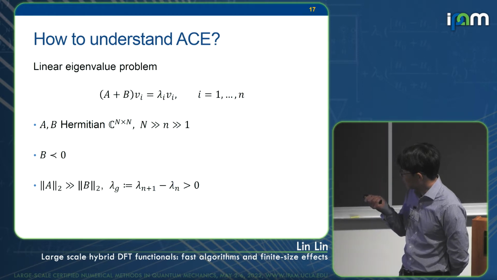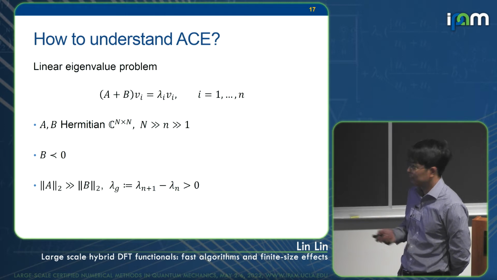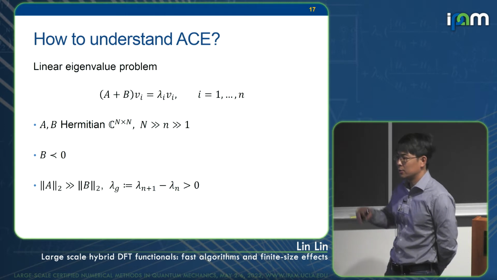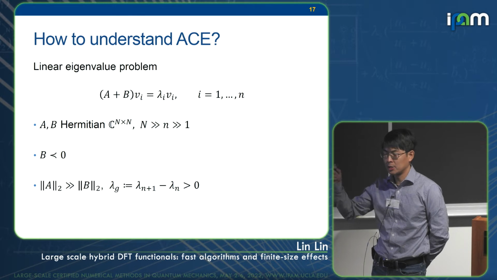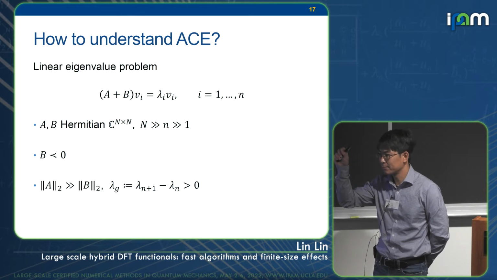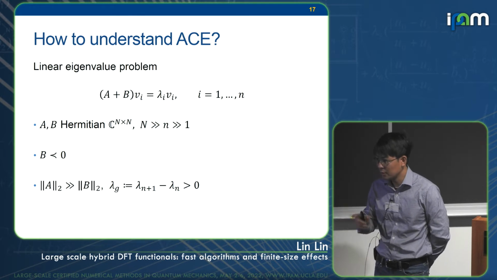B is a negative definite operator because exchange is negative definite. This is super important. Otherwise, if you do some sort of compression, you get all sorts of intruder states. So this negative definiteness helps a lot.